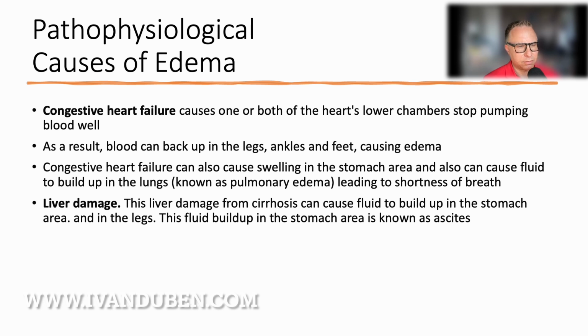And liver damage. This liver damage from cirrhosis can cause fluid to build up in the stomach area and in the legs. This fluid buildup in the stomach area is known as ascites. Typically what happens in the case of blood being stored in the legs is that it interferes with the lymphokinesis, meaning that the increased pressure causes the body to disrupt the lymphatic flow in the area.